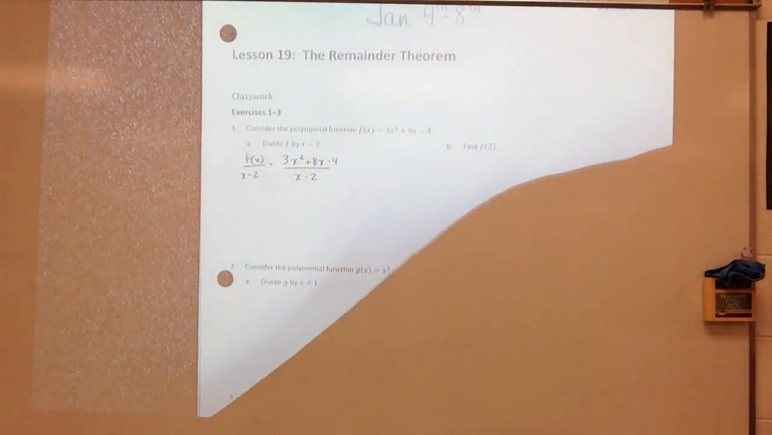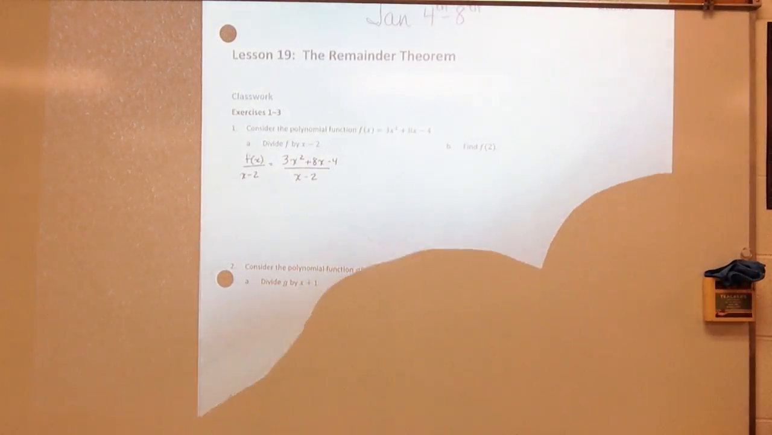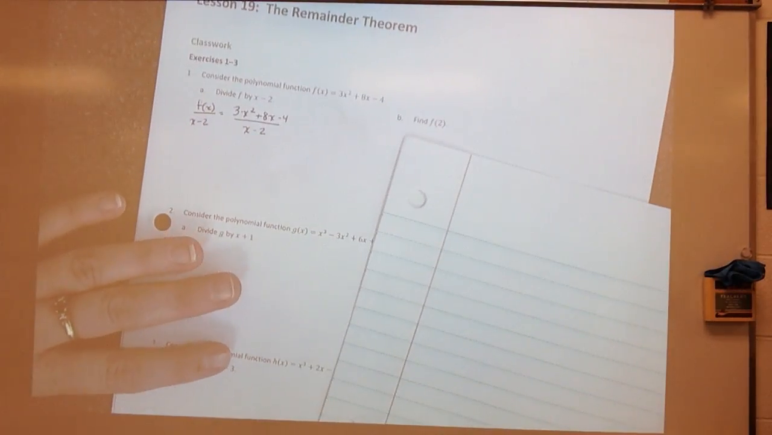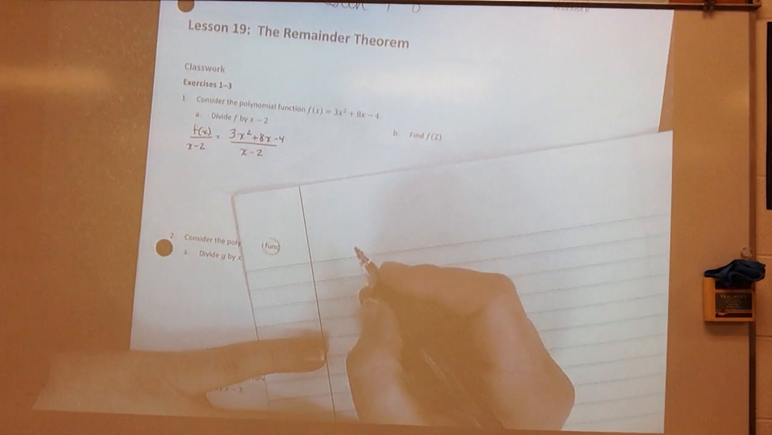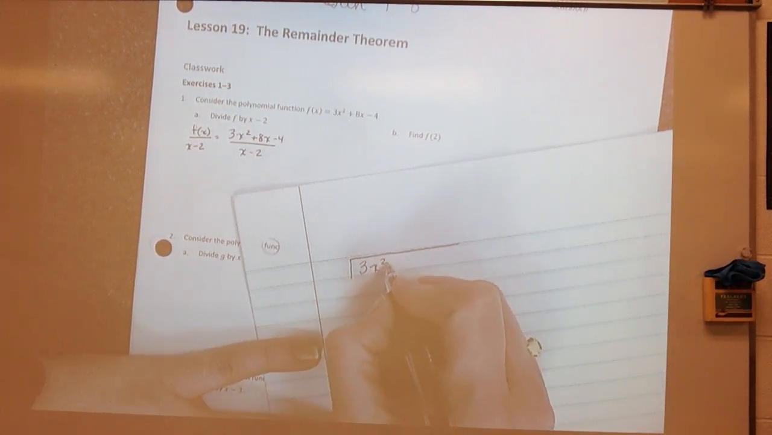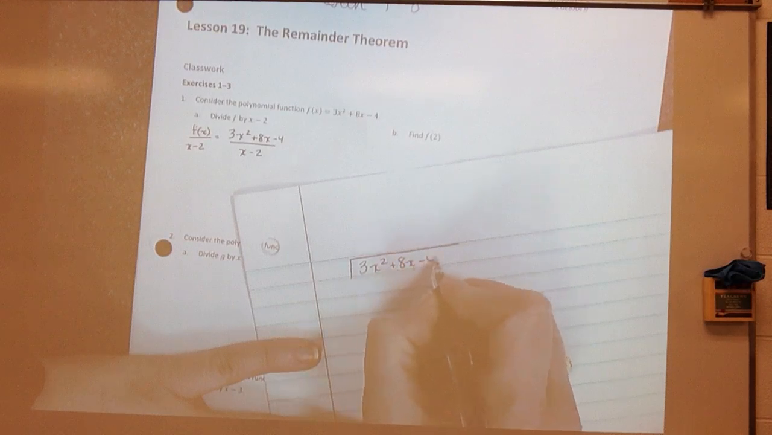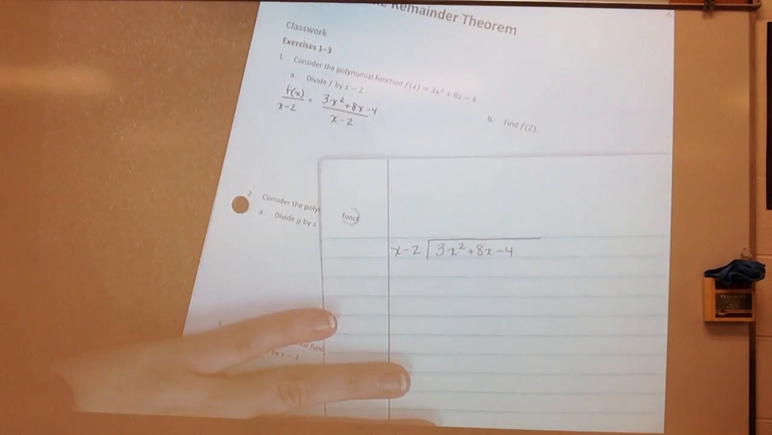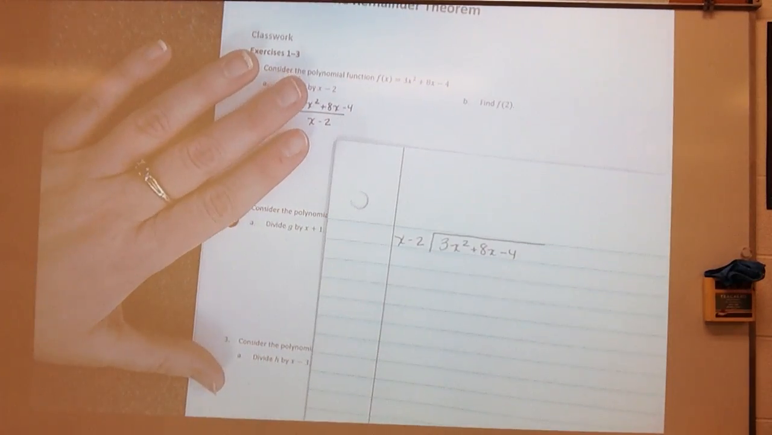Alright, so I'm going to work this out on a separate sheet of paper. You've got a back that you can go to, but that way I don't have to keep flipping my paper over. But make sure that you do have this down. I'm going to use long division just because I like it a little bit better than the reverse tabular.